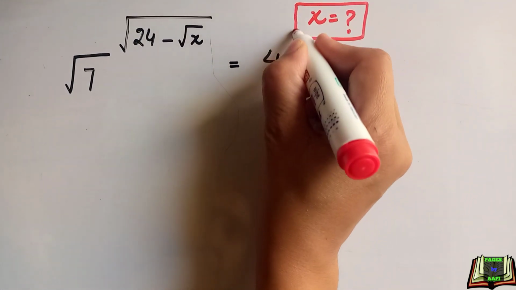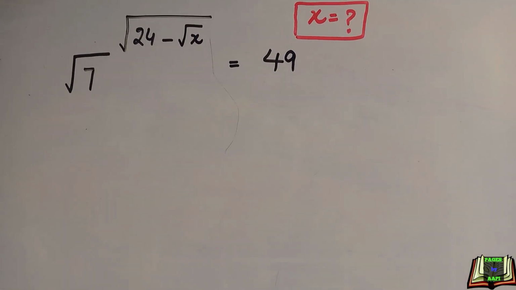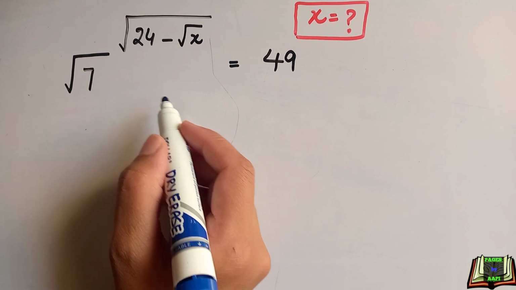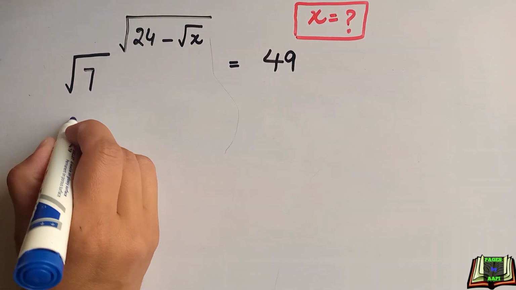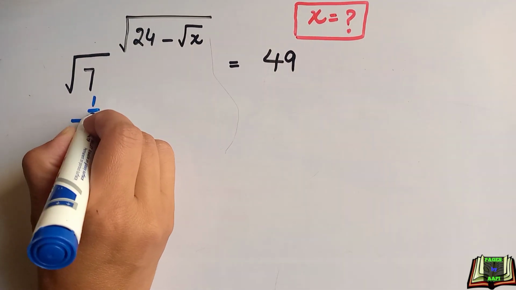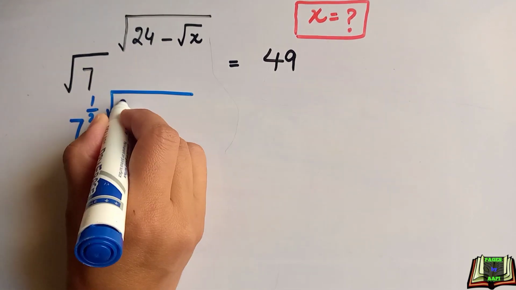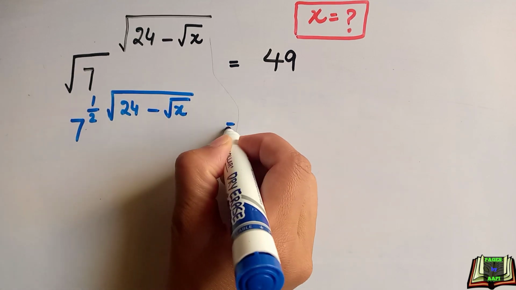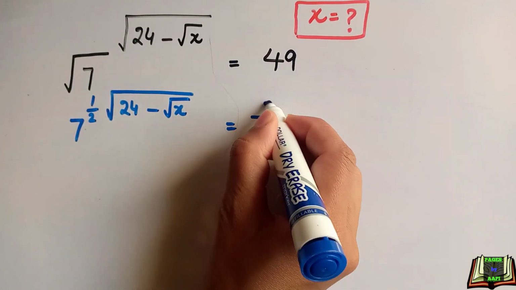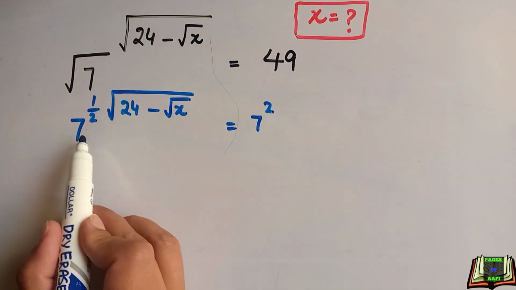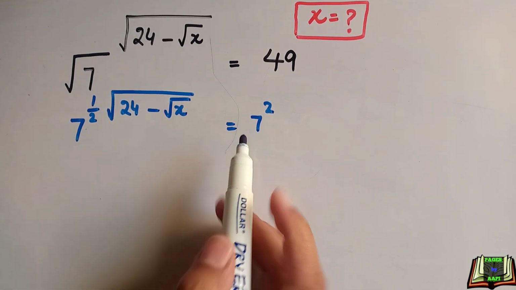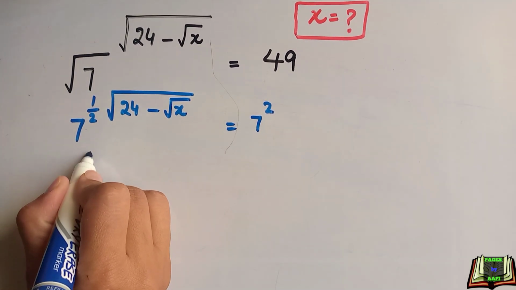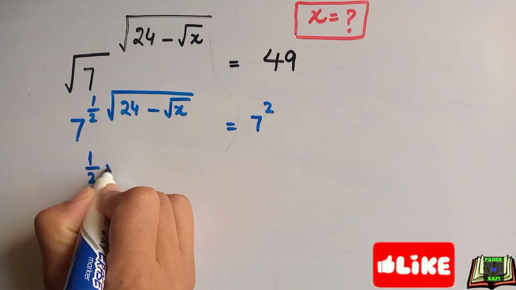In the very first step, we are going to rewrite root of 7 and 49 into exponent form. So we can write root of 7 as 7 to the power 1 over 2 whole power as it is, and 49 as 7 to the power 2. We know that if bases are same and equal, they will be cancelled out. We are left with exponents only.